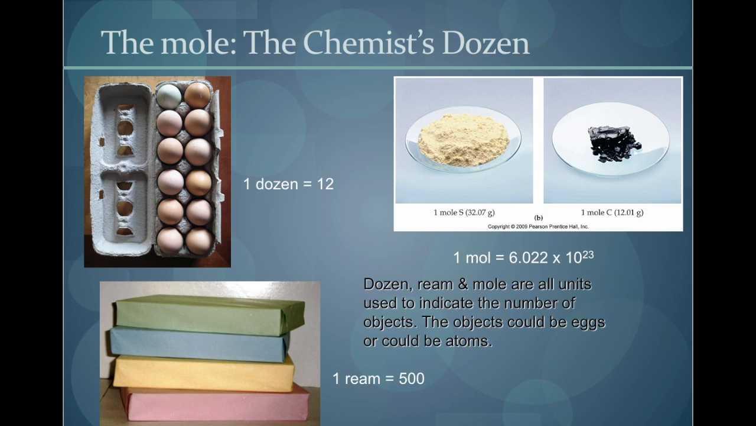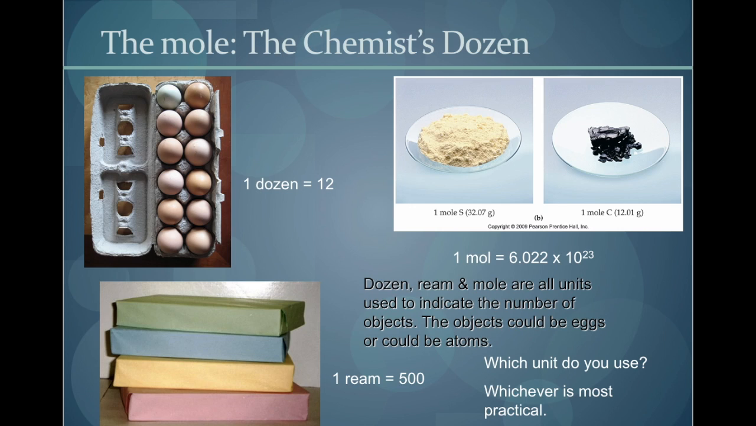If you look at the mass, this shows the mass. 1 mole of sulfur is 32.07 grams, and 1 mole of carbon is 12.01 grams. So why does it weigh less? Well, that's because the carbon atom is lighter. So if you have exactly the same number of carbon atoms and sulfur atoms, sulfur is heavier, so there's going to be more mass for the same amount of atoms.